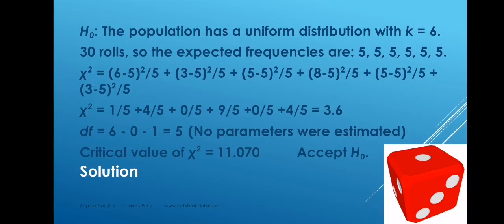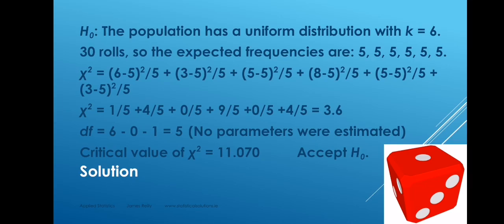So the null hypothesis states that the population has a uniform distribution with parameter k equal to 6. In 30 rolls, the expected frequencies are 5, 5, 5, 5, 5, 5. The chi-square is (6 minus 5) squared over 5, and so on. We go through each of the observed minus the expected squared, divided by the expected. When we add all that together, we get 3.6 as the calculated value of the test statistic. So we leave that number there, and then we go look in the tables.